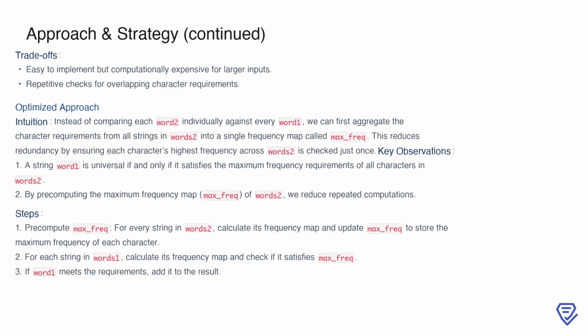The intuition here is that a string from words 1 is universal if and only if it meets the maximum frequency requirements for all characters in max_frequency. By pre-computing max_frequency, we eliminate redundant computations during the comparison step. The process involves two main steps. First, calculating max_frequency by iterating through all strings in words 2 and updating the map with the maximum frequencies of each character. Then, for each string in words 1, we check if its frequency map satisfies the requirements in max_frequency. If it does, we include it in the result.